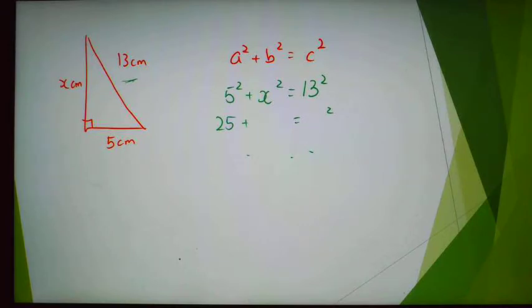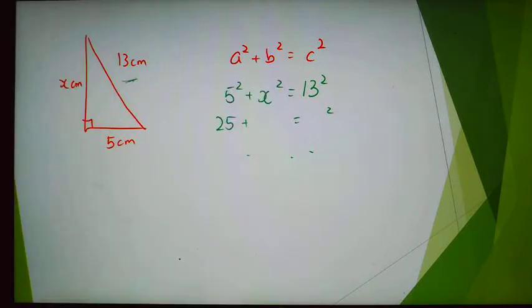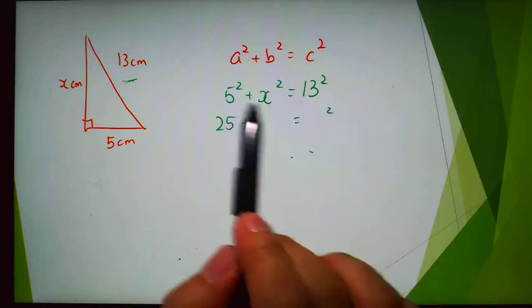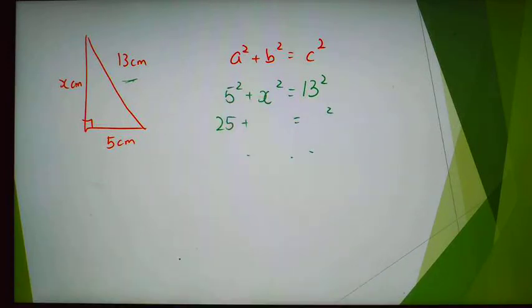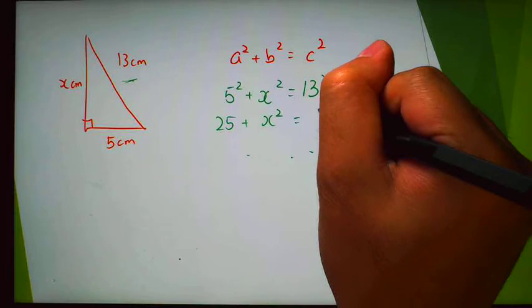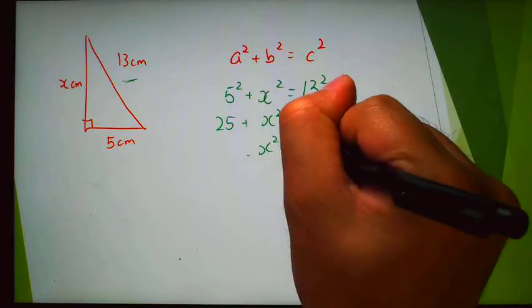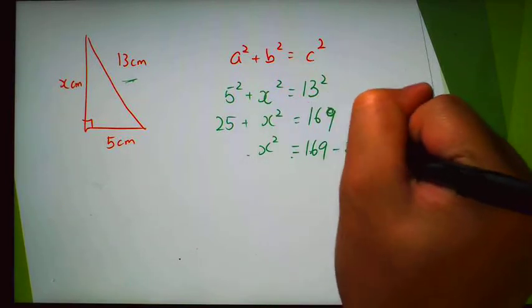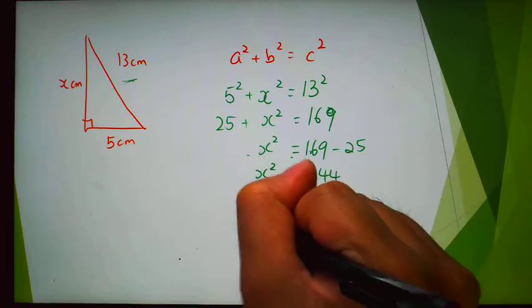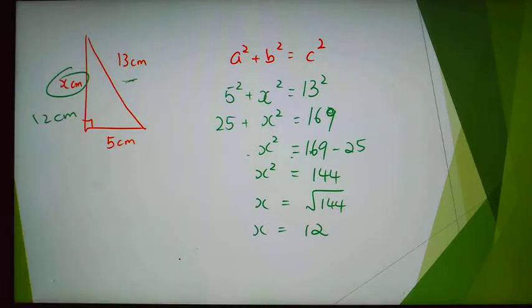Some people ask me, hey sir, can I have 5 squared in here and x squared in here? I mean like x squared plus 5 squared equals 13 squared. Oh yes, doesn't really matter. But definitely the longest side has to be 13. If you swap around, having x squared plus 13 squared, can I? Yes, absolutely fine. So in here, x squared plus 25 equals 169. So x squared equals 169 minus 25, x squared equals 144, and x equals the square root of 144, and the answer is 12. So here is 12 cm. Done.